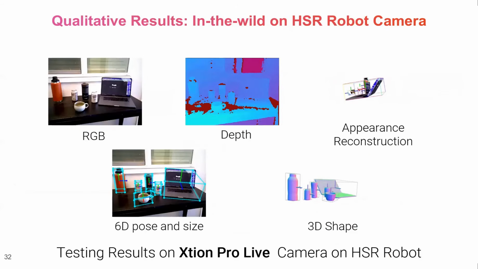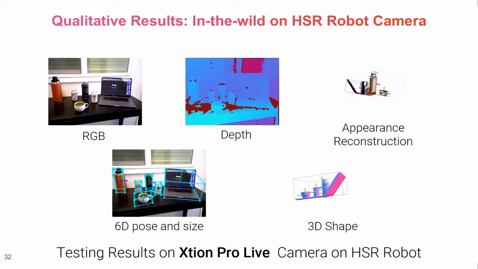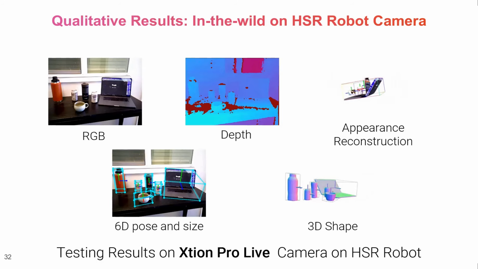How well does our network work in real life? This is one of the results on completely in the wild camera capture on an HSR robot, where these instances or backgrounds are never seen during training, which really shows that our method can work for in the wild captures of categorical objects.